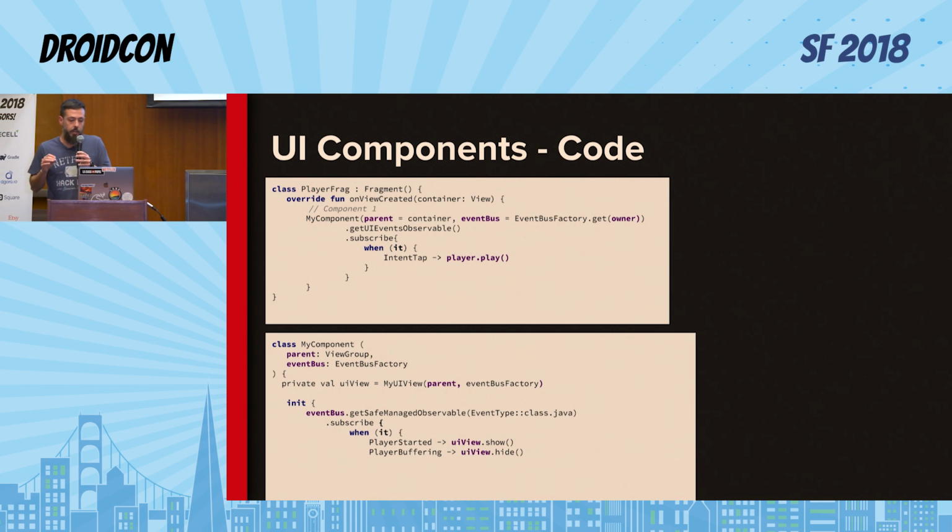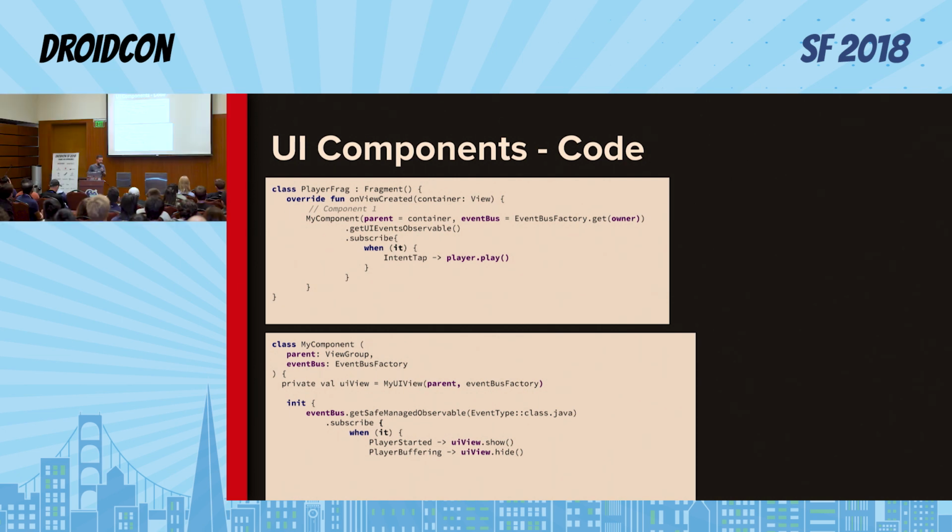What we do here is, when we get a play started event, we want to show the UI controls, because that's the behavior that we want to have. When the playback starts, the loading is gone, and we show all the buttons for the player. And if we get a buffering event, we want to hide the UI, the buttons that control the player.